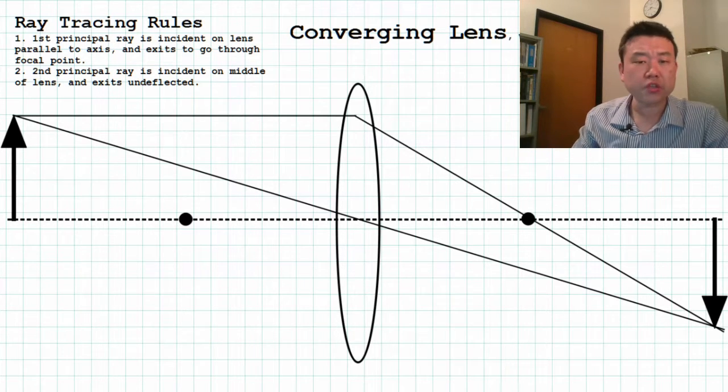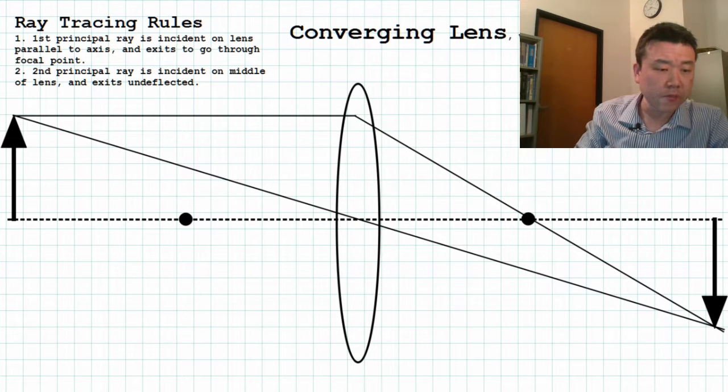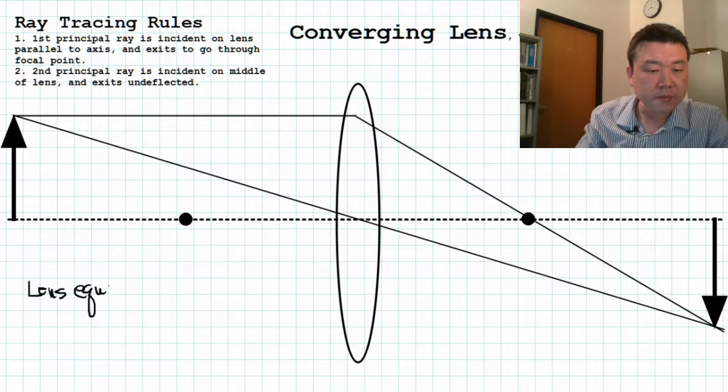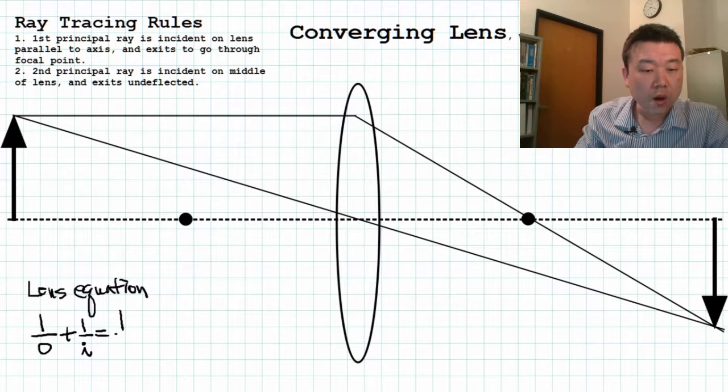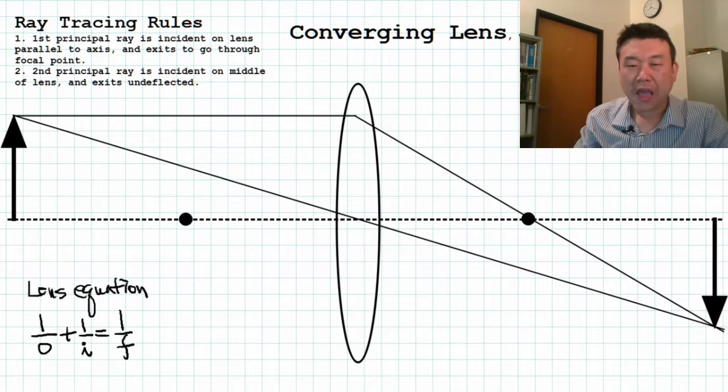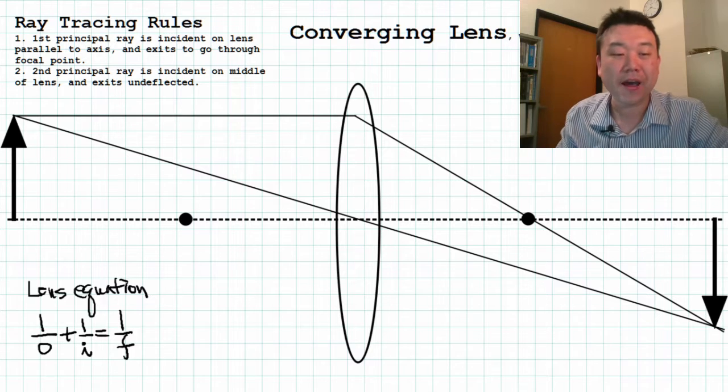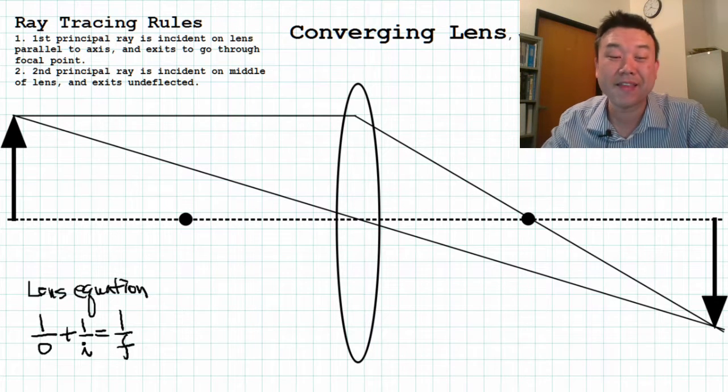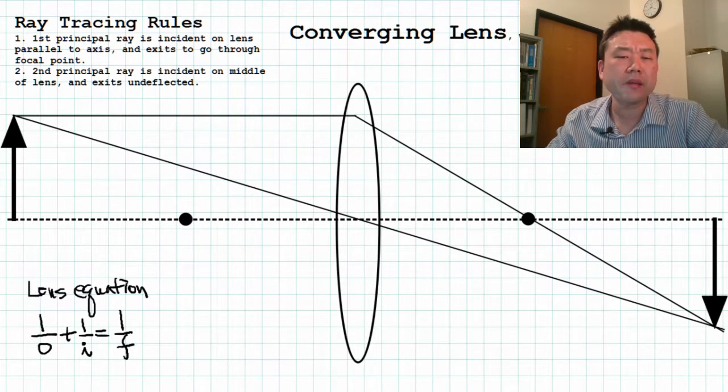Let me try to describe where some of those formulas come from. In particular, the lens equation that you have seen before. The lens equation was 1 over object distance plus 1 over image distance is equal to 1 over the focal length. I just realized if I try to derive it, it'll probably involve more math than I should. But let me illustrate the aspects of geometry where it does come from.